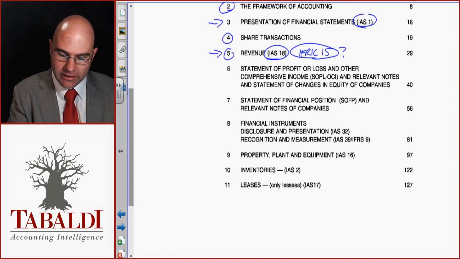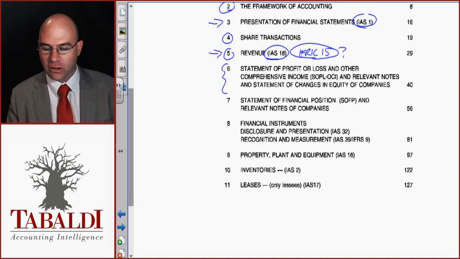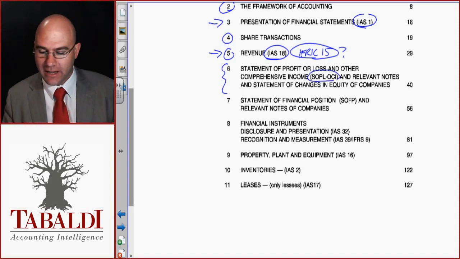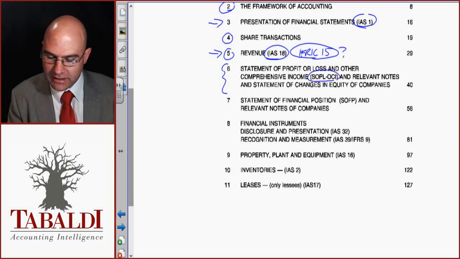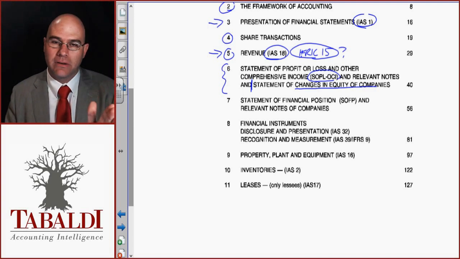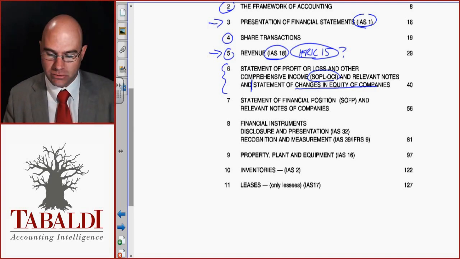Then we're going to deal with the statements of profit or loss and other comprehensive income, abbreviated as SOPL OCI, and relevant notes, as well as the statements of changes in equity. These are periodic financial statements. Over a period, we report on financial performance.